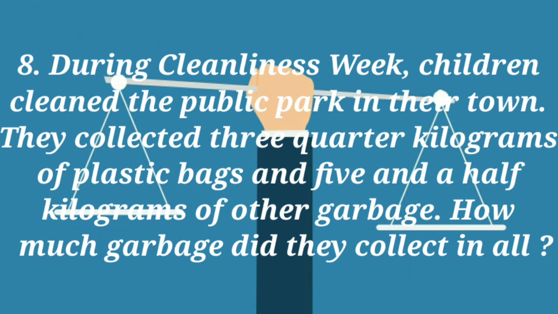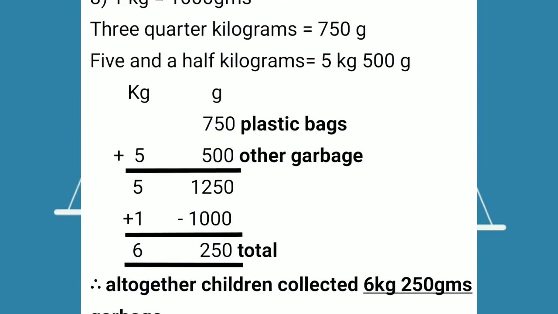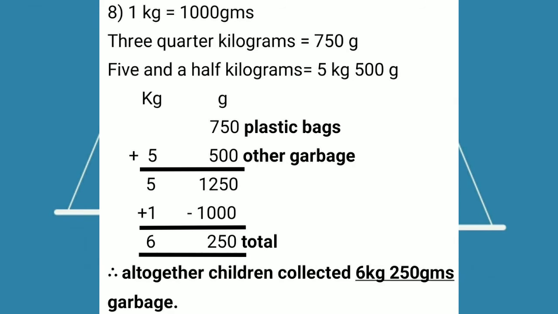Question 8. During Cleanliness Week, children cleaned the public park in their own area. They collected 3/4 kilograms of plastic bags and 5.5 kilograms of other garbage. How much garbage did they collect in all? Now 1 kg is equal to 1000 gram. So we begin the sum by noting down this conversion. The children collected 3/4 kilograms of plastic bags. So how much is 3/4 kilograms? 3/4 kilograms is equal to 750 grams.